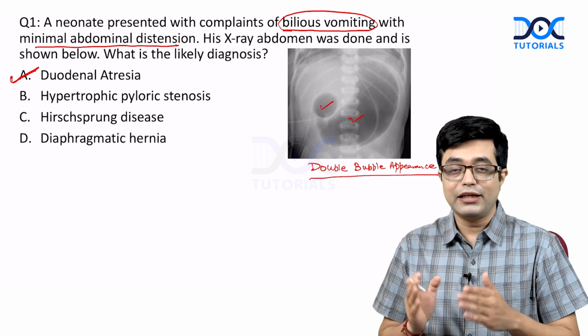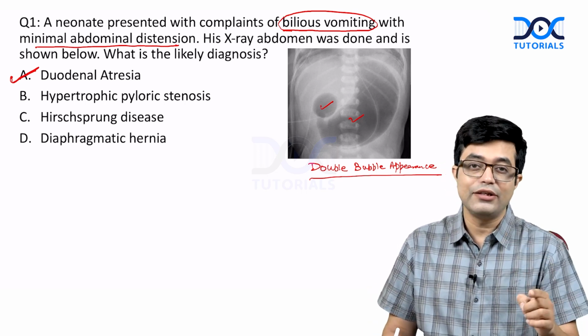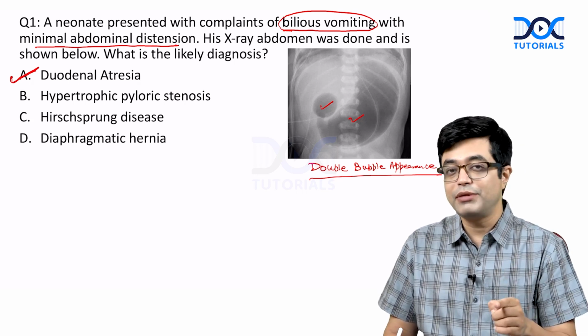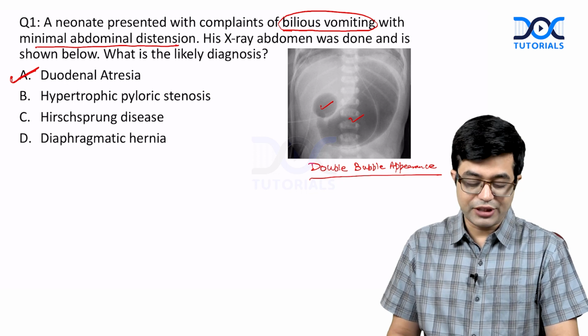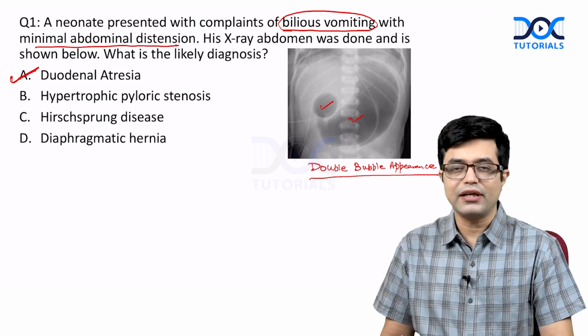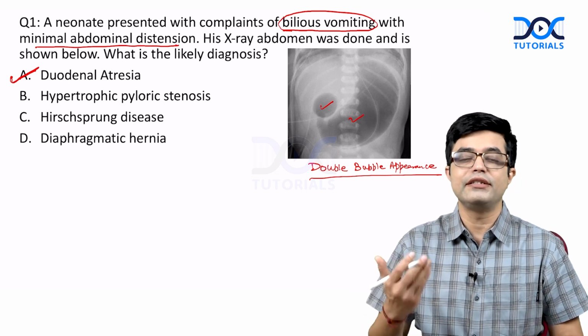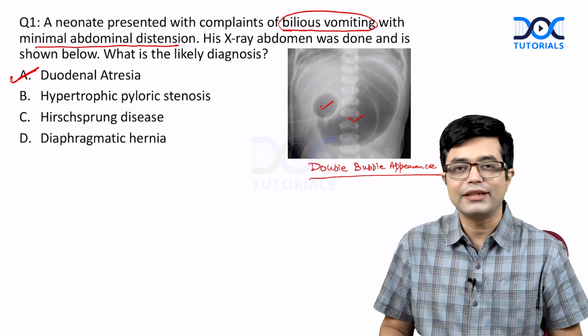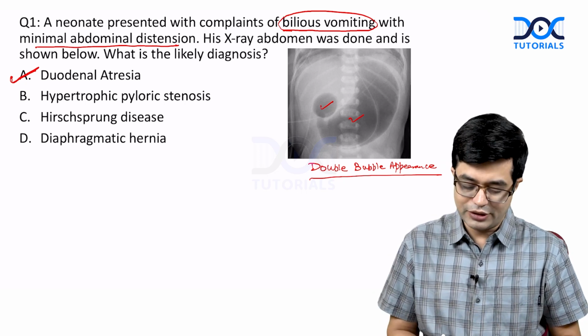Because remember, single bubble appearance is a feature of congenital pyloric stenosis. But in that condition, you will not have bilious vomiting, you will have non-bilious vomiting, right? So option B is unlikely. Hirschsprung disease does not present like that. And diaphragmatic hernia will have herniation of intestines into the left part of the thoracic cavity. So the only logical answer here is duodenal atresia. So that is the answer.